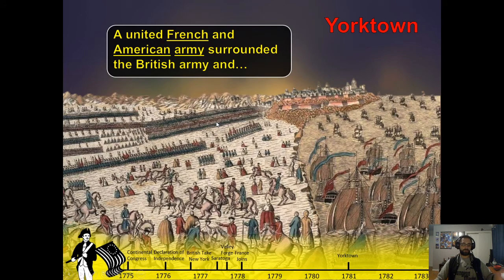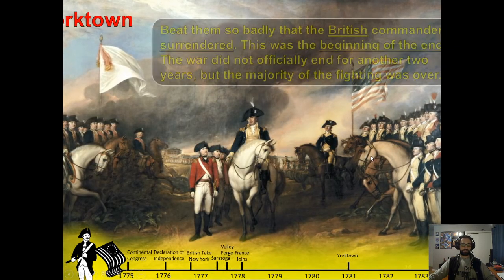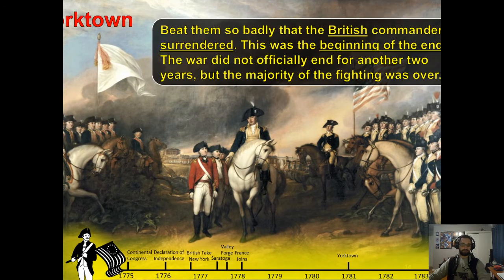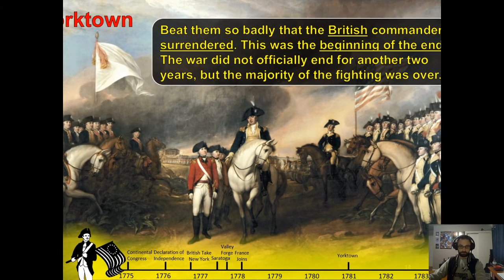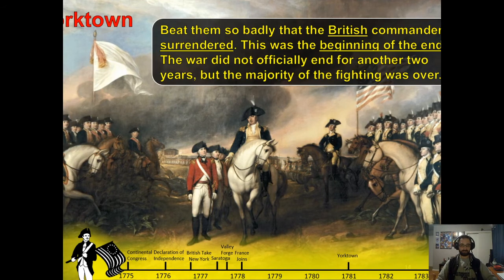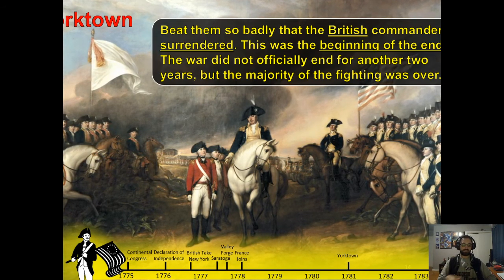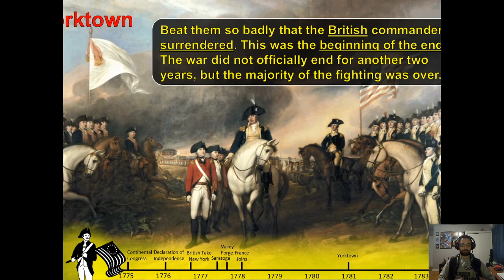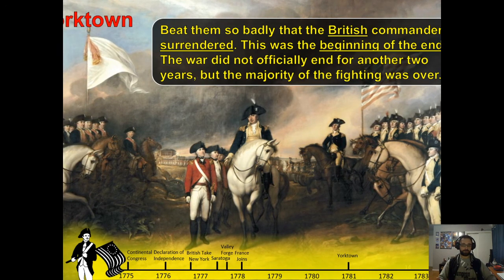So at Yorktown, there is a united army of French and Americans, and they surround the British. And they're also supported by French ships at sea. And so they basically close in around this British army that is in the city of Yorktown, and they beat the British army so badly that the British commander surrenders. And so Yorktown was basically seen as the beginning of the end. The war didn't officially end for another 2 years, but the majority of the fighting was over at this point. The fighting did not really continue after this. Not a lot, at least. Nothing major.